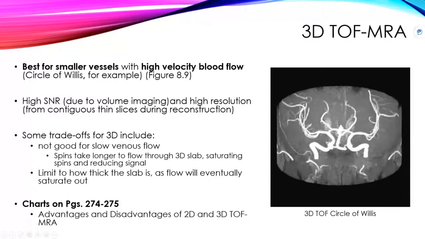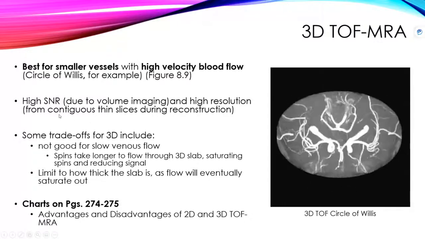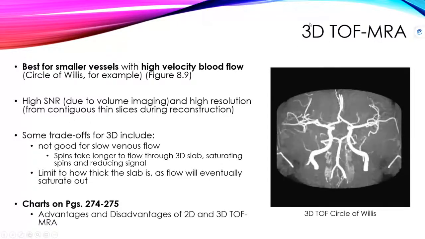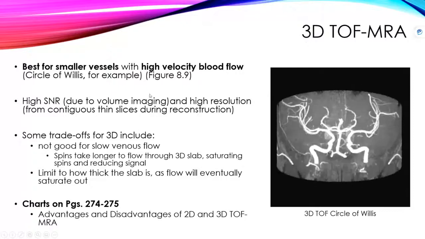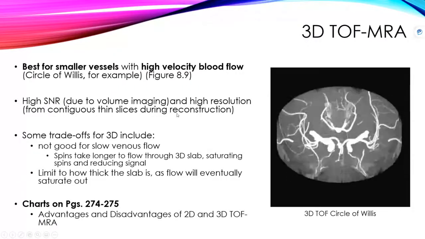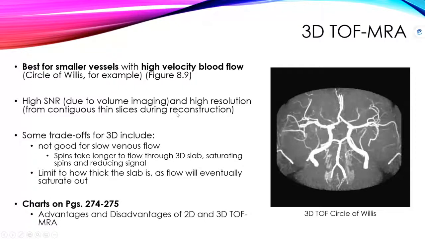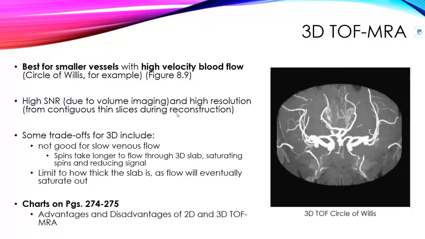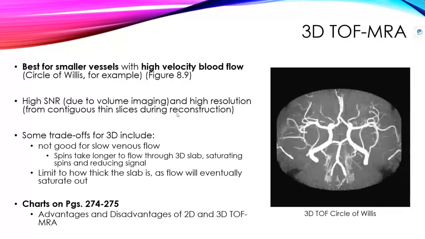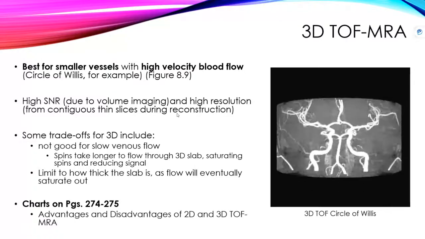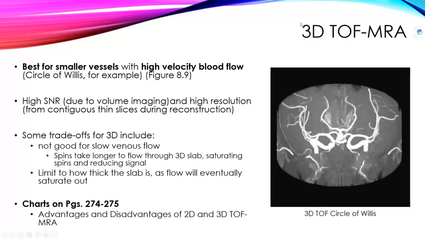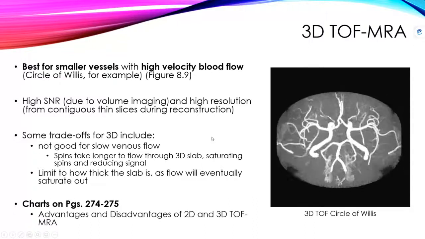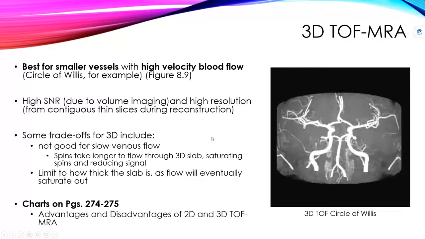And you're getting high resolution as well because it's a 3D volume acquisition. So you're getting a chunk acquisition, and then the system is slicing it after the fact. So you don't miss any resolution. You're able to get the best of both worlds, the high signal to noise ratio and the high resolution. That's why 3D is really great for these small vascular structures, because we get the best of both worlds.